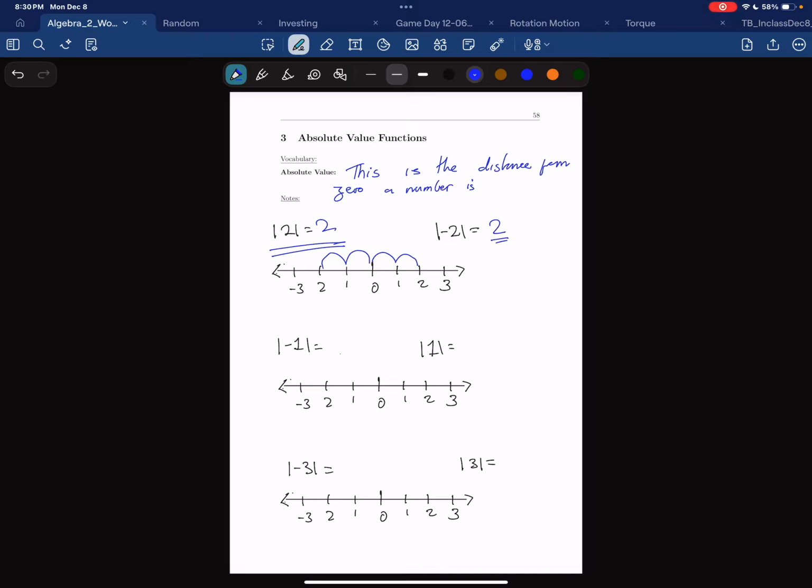Same thing here, negative 1. Let's go take one step from 0, and that's going to be 1. Here I take a step from 0, and it's going to be 1, right? But here, take 3 steps to the left, so that's 3 steps. It's going to be 3. I can take 3 steps to the right, and it's going to be 3.